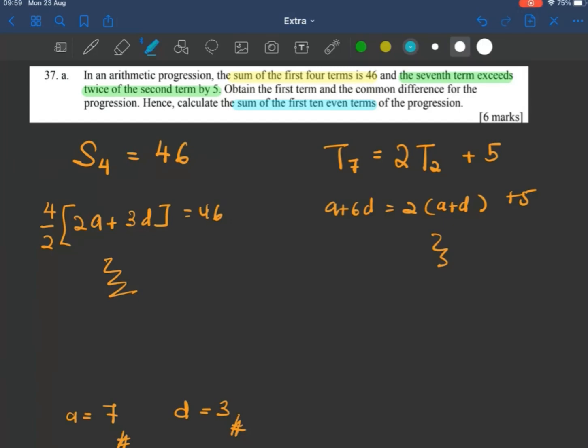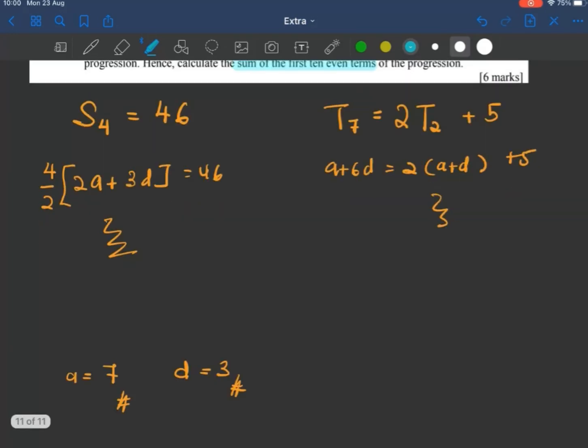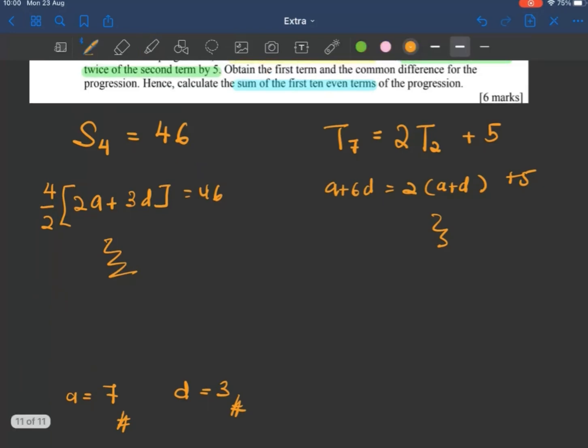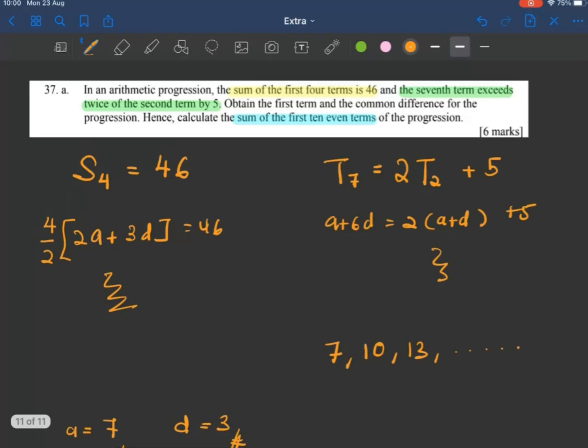Tapi apa yang bezanya dekat sini? Even. Even, okay, even. So are we going to use A equals 7 and D equals 3 as our A and D? Contohlah, kalau kita pakai sequence A equals 7 ni, kita akan dapat 7, D kita 3, which is tambah 3, 10, 13 dan seterusnya lah. Okay, ini sequence kita.